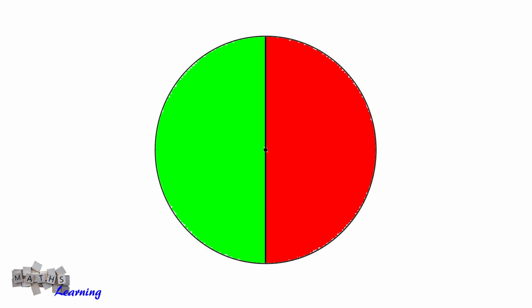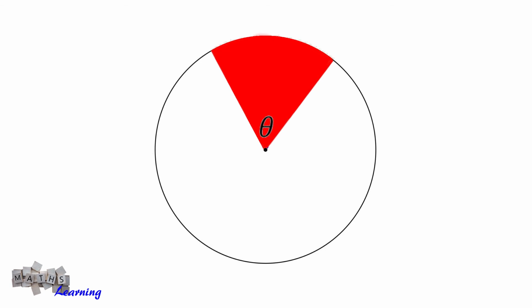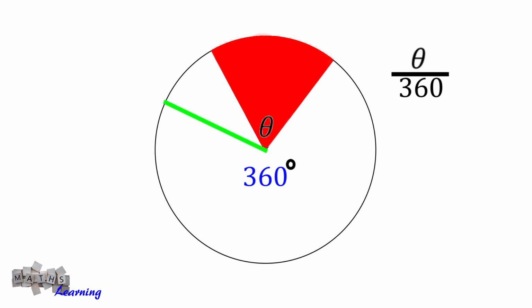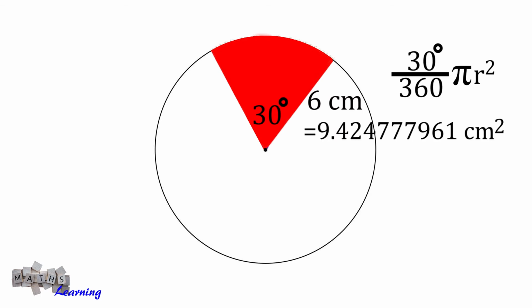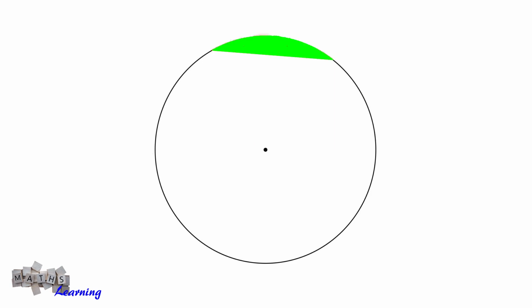If we do not know what the fraction is but are given an angle inside the sector, then the fraction is created by putting that angle over 360, because there are 360 degrees of rotation in a circle. So the formula for a sector would be the angle over 360 times pi r squared. So here, to find the area of this minor sector, which has an angle of 30 degrees, you would put 30 over 360 and then times it by the area of the circle, pi r squared, which equals 9.424777961 centimeters squared.